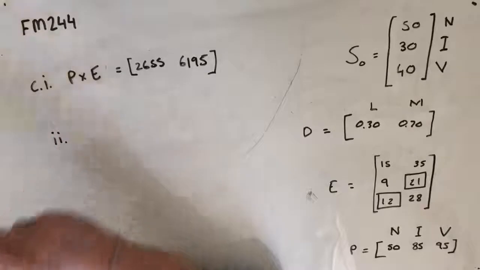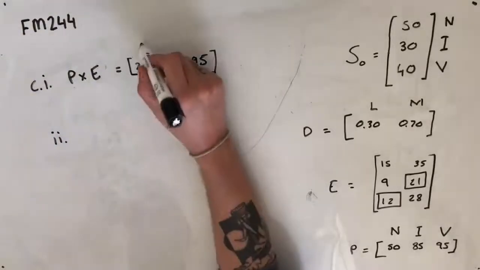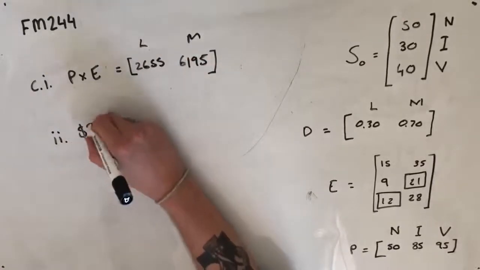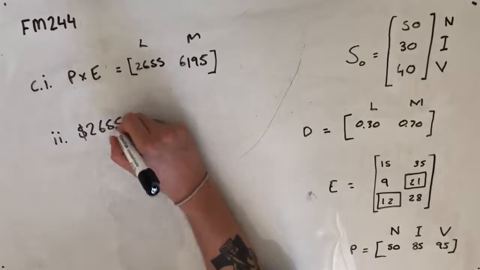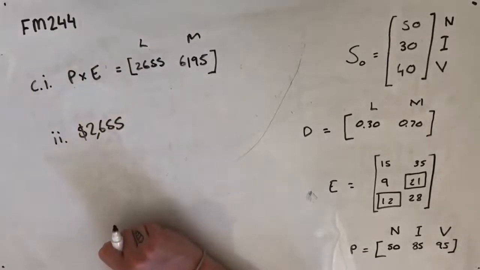Part II then goes on to ask how much is paid to Leo each month. Now we saw before that this was Leo and this was McLovin. So Leo is paid $2,655 for this month.